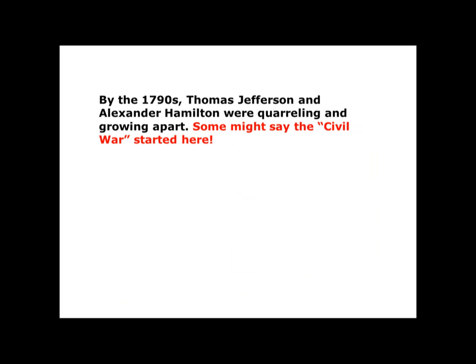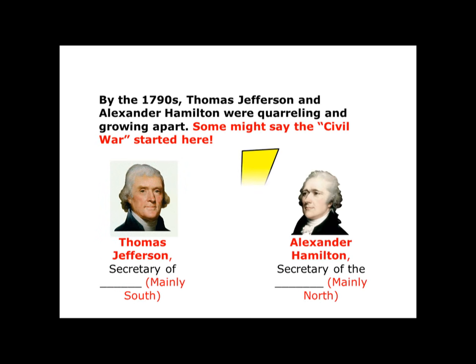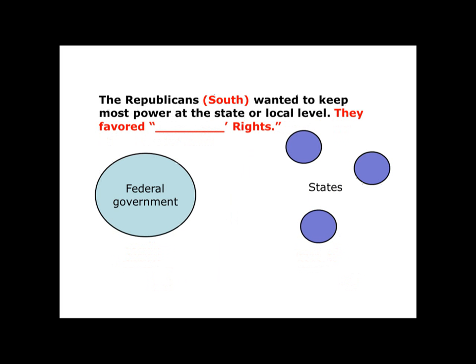By the 1790s, Thomas Jefferson and Alexander Hamilton were quarreling and growing apart. You might say the Civil War started here. Jefferson was Secretary of State. He represented the United States to foreign nations. His party was mainly in the South, whereas Hamilton was Secretary of the Treasury, which was mainly in the North.